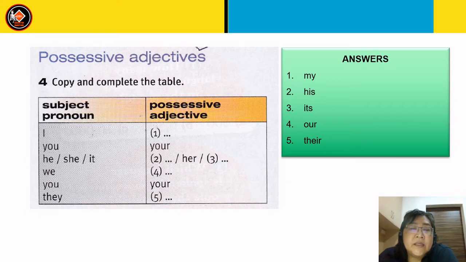For he, it is his. For she, it is her. And it is its. Now we, it is our. You is your for possessive adjective. And they, last one, the possessive adjective for they is their.